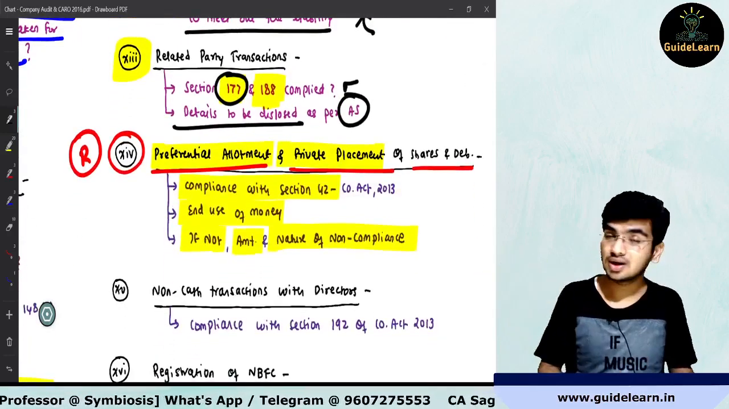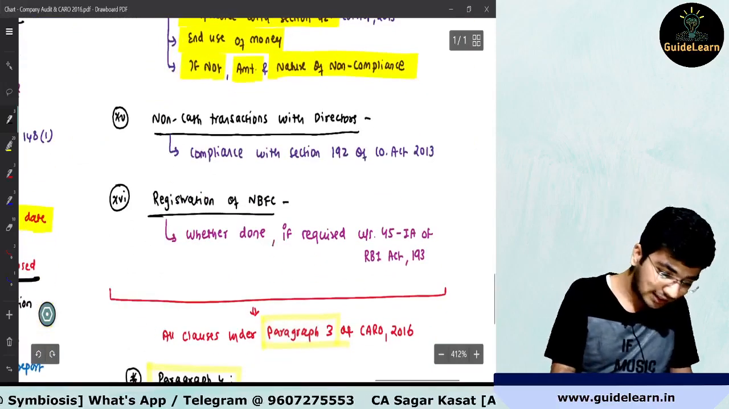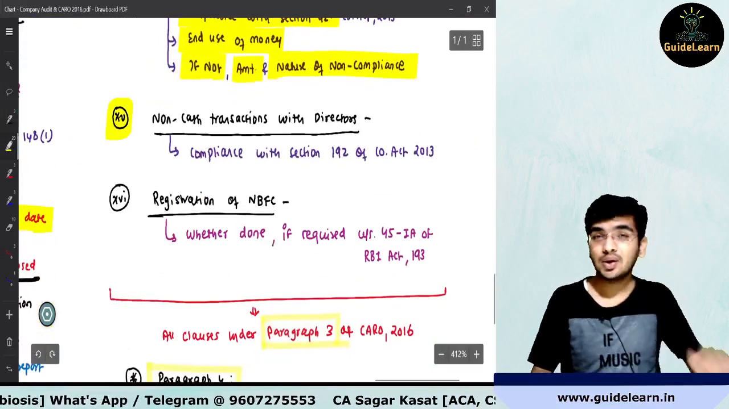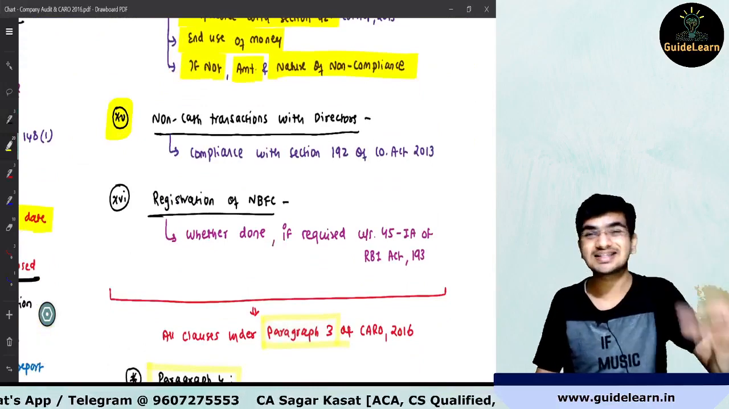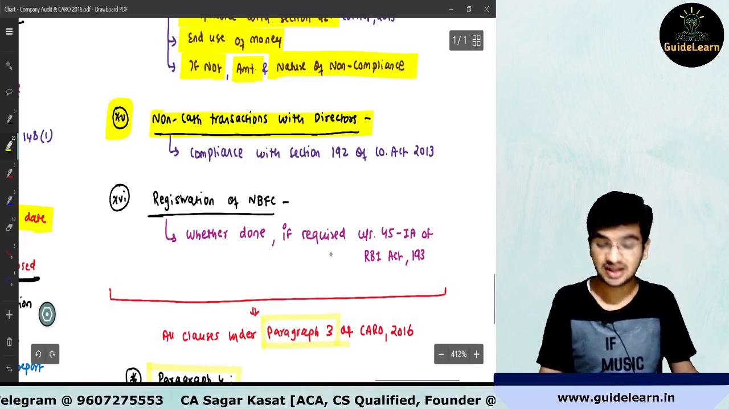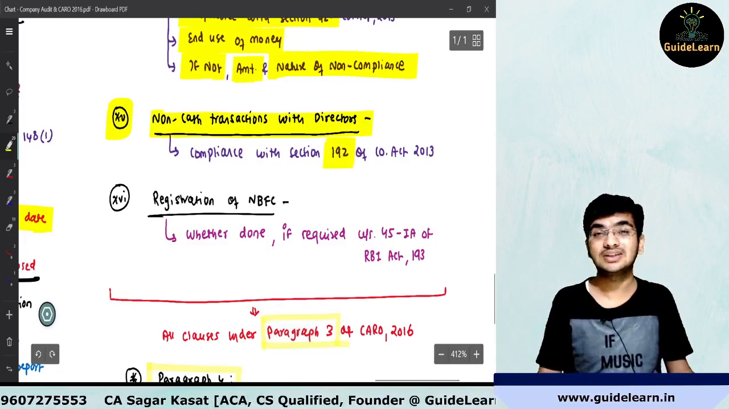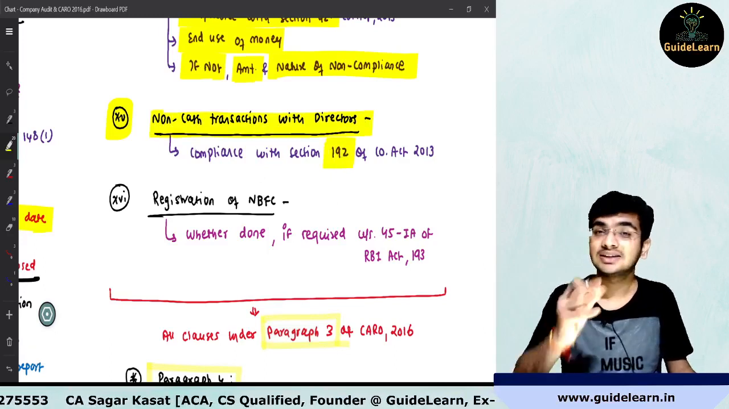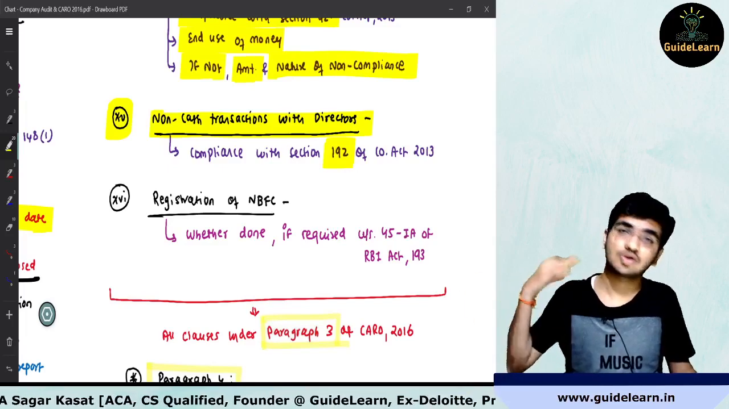Now next, clause number 14 we have already covered. Clause number 15 is about non-cash transactions with directors. If the company has any transactions in kind, meaning the company has given a car to a director, then for such non-cash transactions with the directors, whether the company has complied with section 192 of the Companies Act 2013 has to be checked by the auditor, and if not, the non-compliance details have to be given.